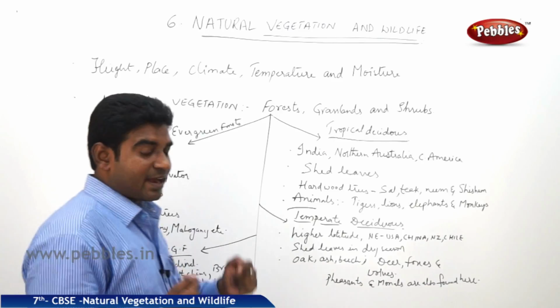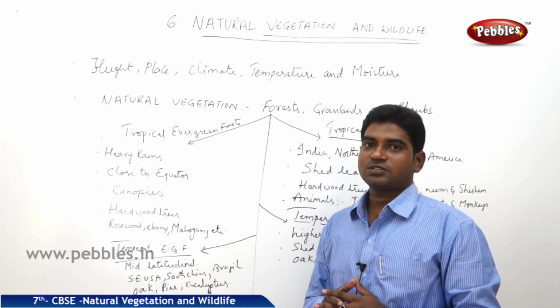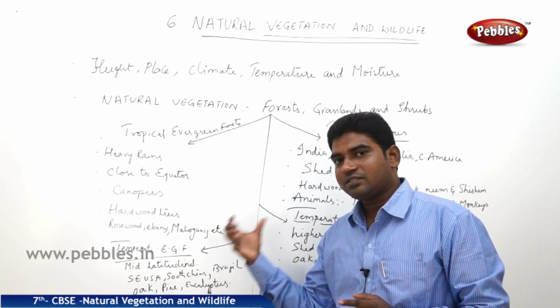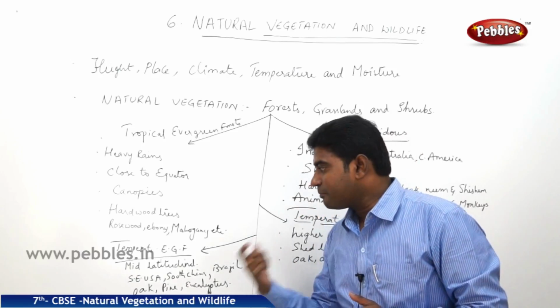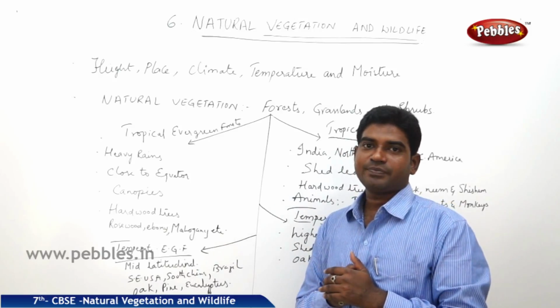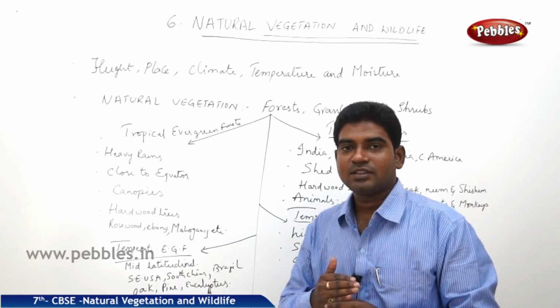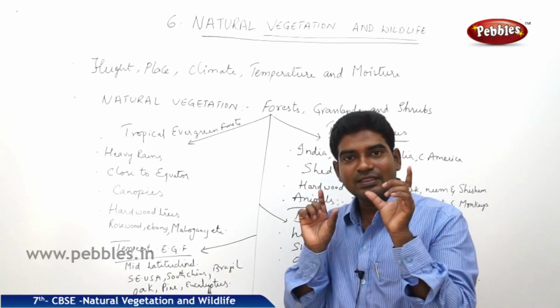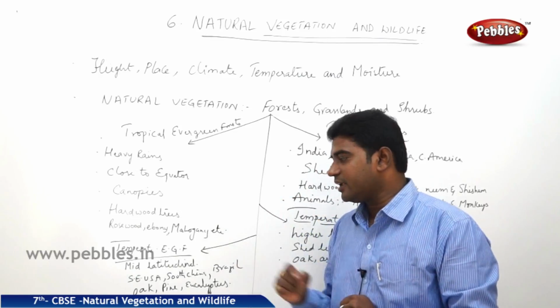And coming to the next category of evergreen forest, that is the temperate evergreen forest. As the name suggests, these forests are located in the temperate regions, in the mid-latitudinal extent. Mid-latitudes, between the tropics and between the circles, we have the temperate zones. So in these temperate zones, we find this kind of forest, that is the evergreen forest.